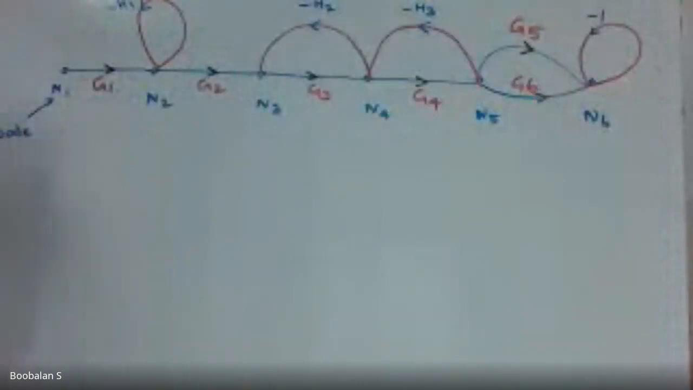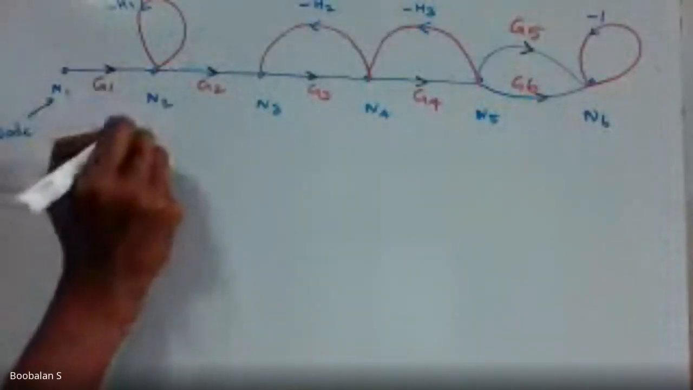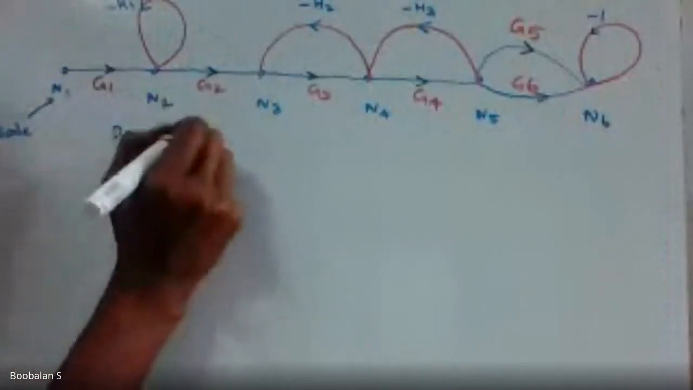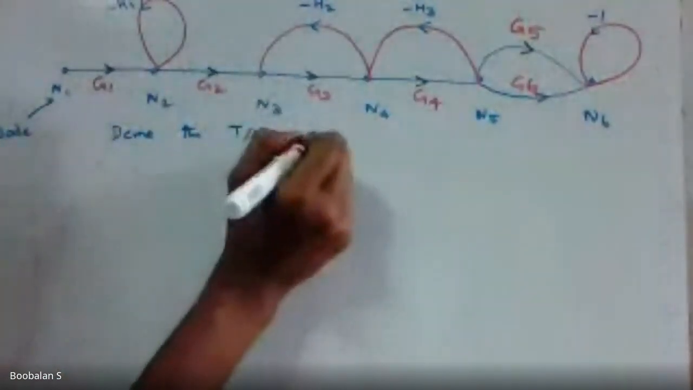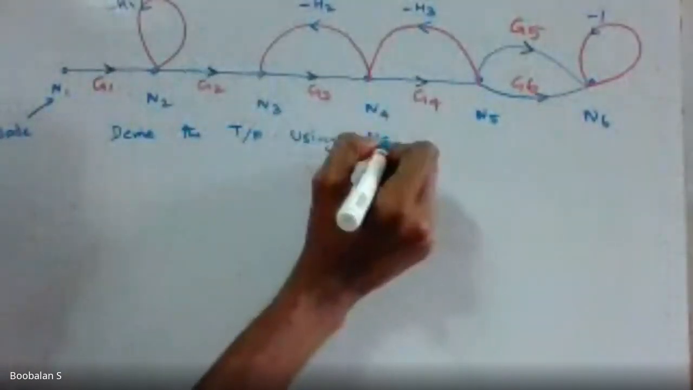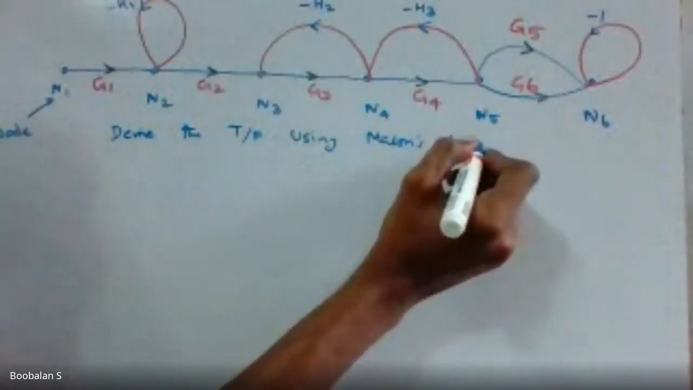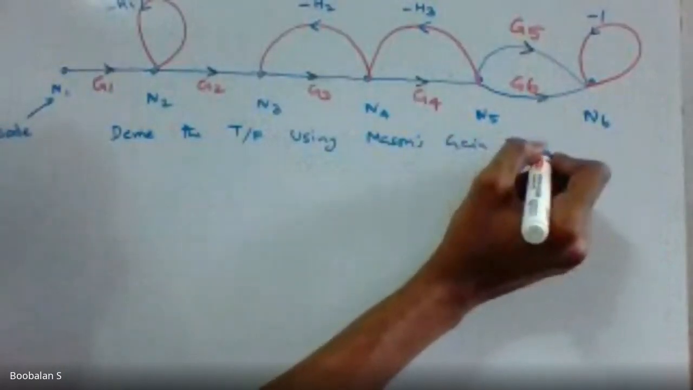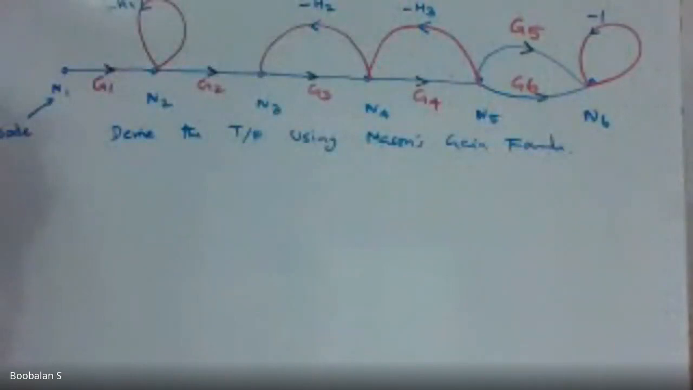Now the question is: derive the transfer function using the Mason gain formula. Everything will be given. Now we need to solve. It will be very easy. Just keep looking and listen. They will give different types of problems, no issues.